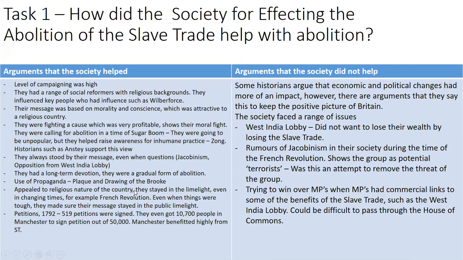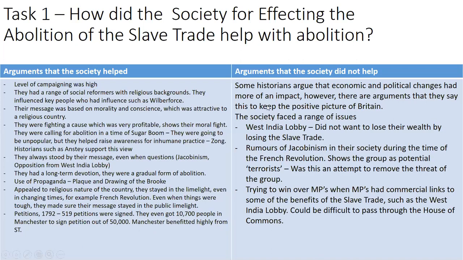They appealed to the religious nature of the country. Petitions, 519 were signed in 1792, and in 1787 they got 10,700 people to sign a petition in Manchester, which was quite a shock when Manchester benefited highly from the slave trade.